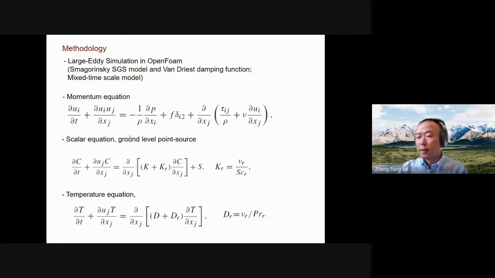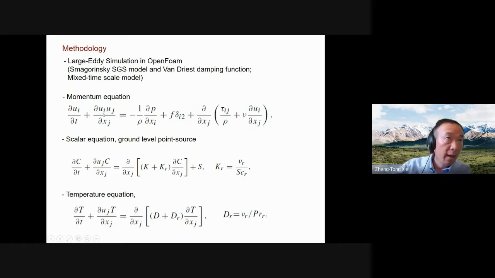Okay, equations. I only have one slide of equations, but I have to give you something, particularly for the young researchers here. We are using large-eddy simulation only in OpenFOAM. We tried the Smagorinsky model with damping, and a dynamic model called the mixed time scale model.